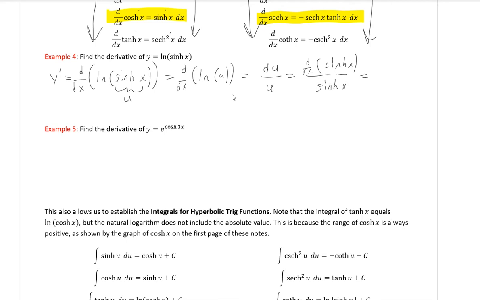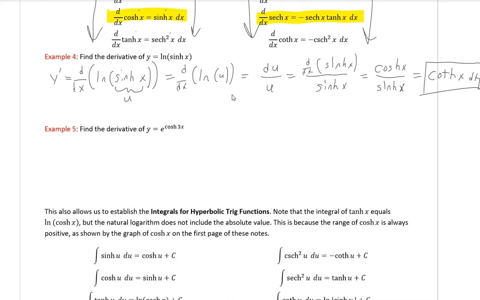Well, the derivative of sinh x we've shown earlier is cosh over sinh. So the derivative of sinh is cosh, and then we have that divided by sinh. And cosh over sinh is coth of x, dx technically. So that's what we're looking for. So the derivative of natural log of sinh x would be coth x. Nice and easy.